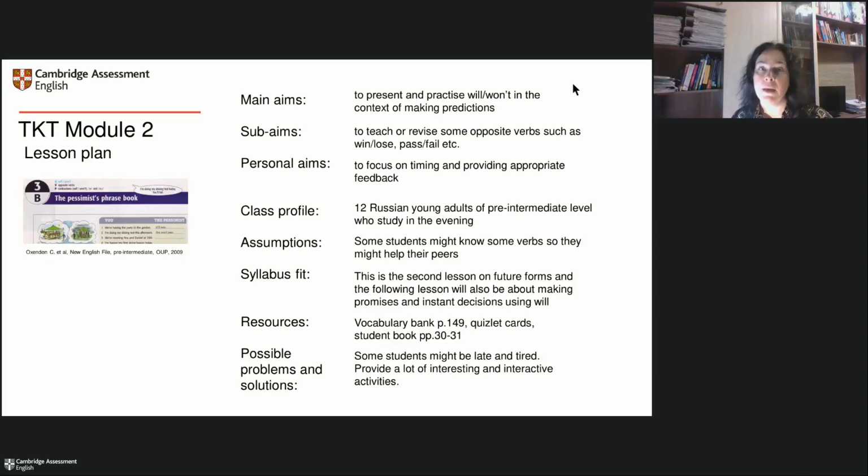So here you can see that I've identified the main aims: to focus on systems, will for predictions. Then the sub-aims. Actually, I should have mentioned reading, because there is an element of reading there as far as I remember. But you can also focus on verbs that are used in that lesson, clarifying the meaning of the opposite verbs. And there are nice sets there.